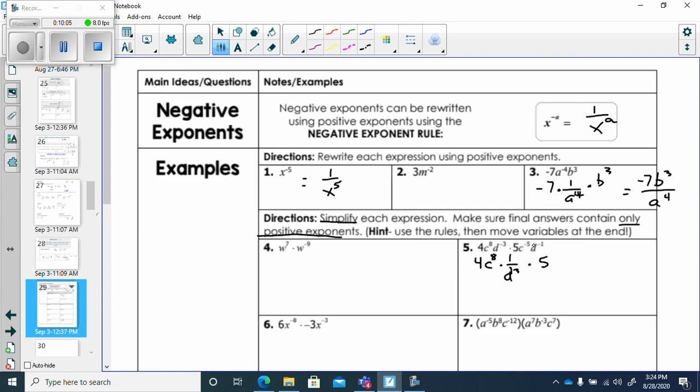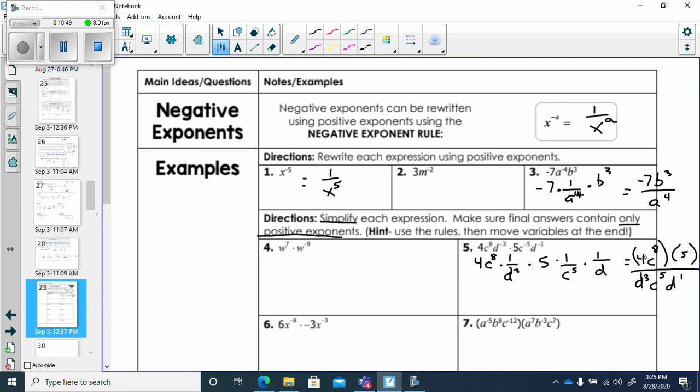Times 5, that's c to the negative fifth power. That would be 1 over c to the fifth power, times d to the negative 1 power, which is 1 over d. Now let's see what all's on the top and what all's on the bottom. We have 4c to the 8th power times 5. And what's on the bottom? We have d to the third, c to the fifth, and then d here. So this is d to the first power.